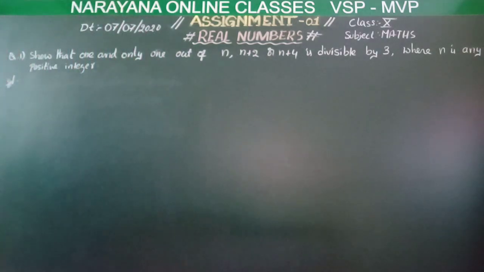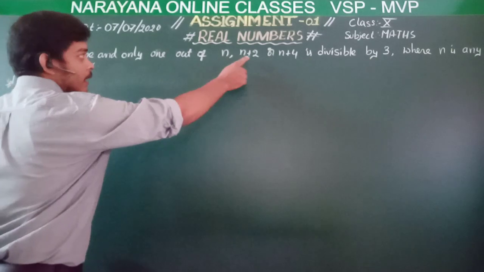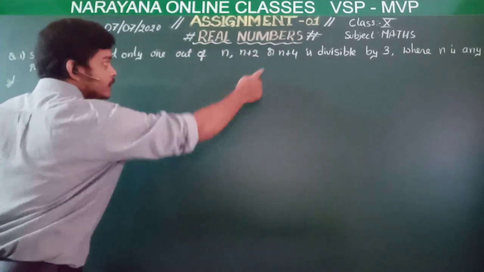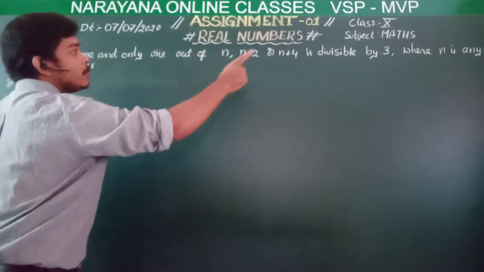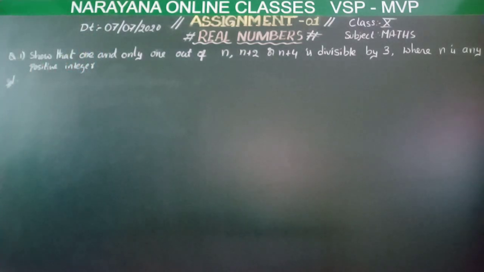So first question, show that one and only one out of n, n plus 2 or n plus 4 is divisible by 3, where n is any positive integer. See here, he has given three numbers: n, n plus 2 and n plus 4. Out of these three, only one is divisible by 3 at a time. Alright, so consider n is any positive integer.